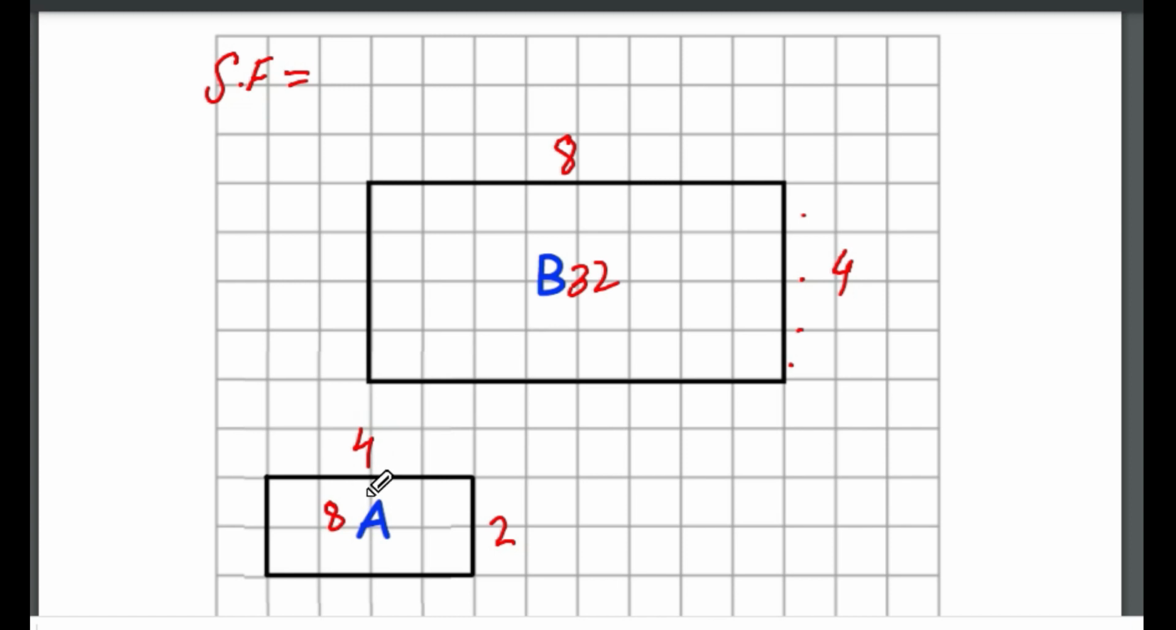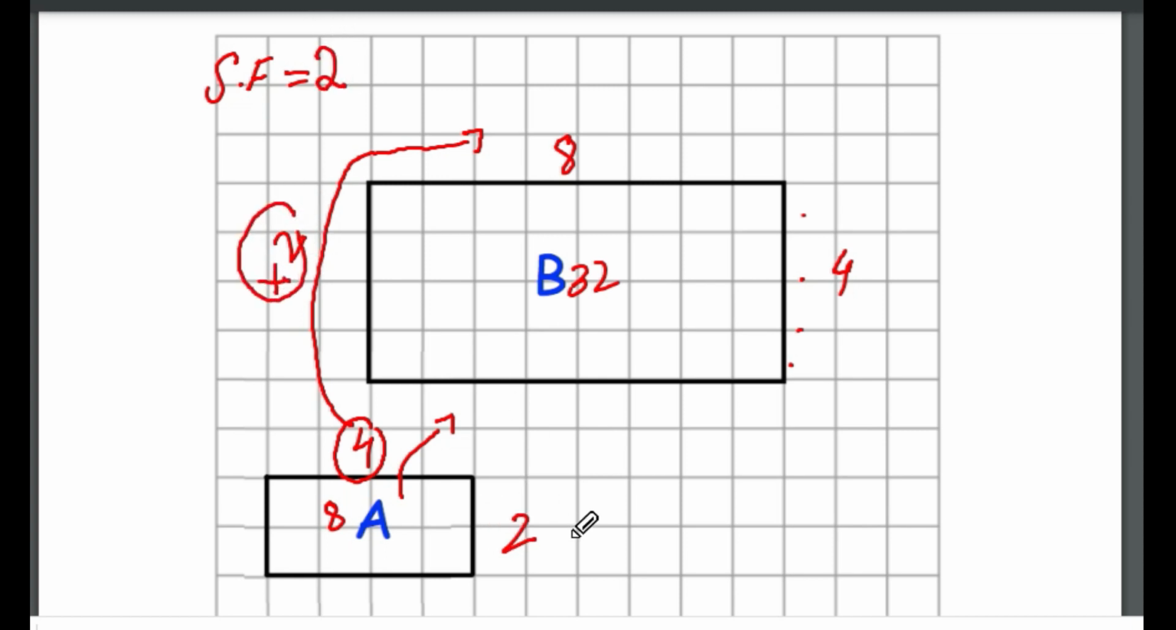Okay, now can you tell me please which scale factor has been used over here to enlarge this rectangle? So look here, the length is 4 and from 4 to get 8, what do we need to do? We need to multiply it by 2. So it means your scale factor is equal to 2. In the same way, when you go from 2 to 4, which number do you multiply by? 2. Okay, so the scale factor is 2.